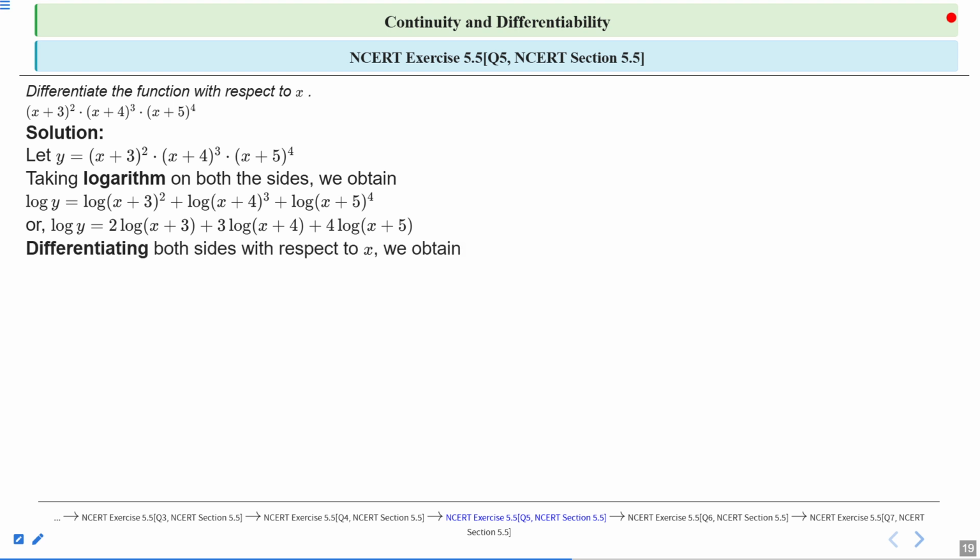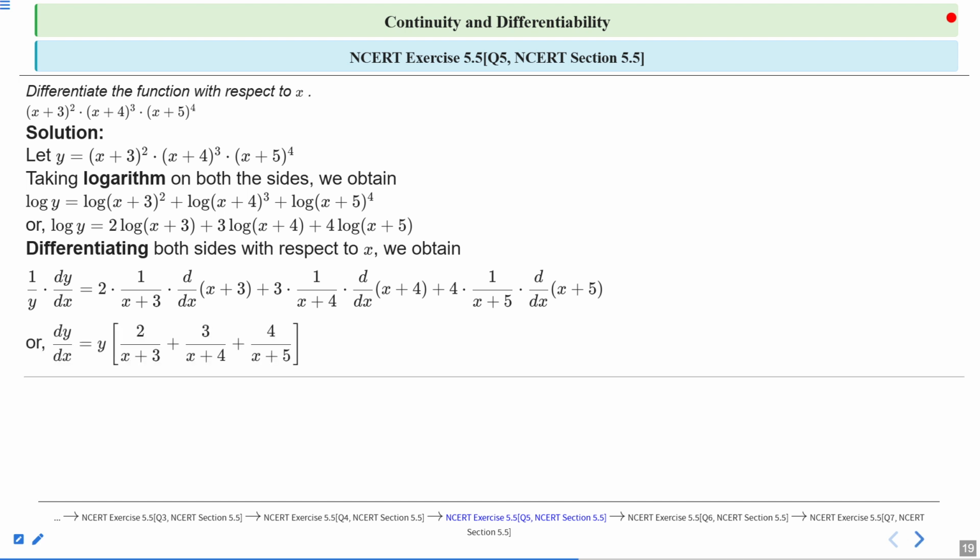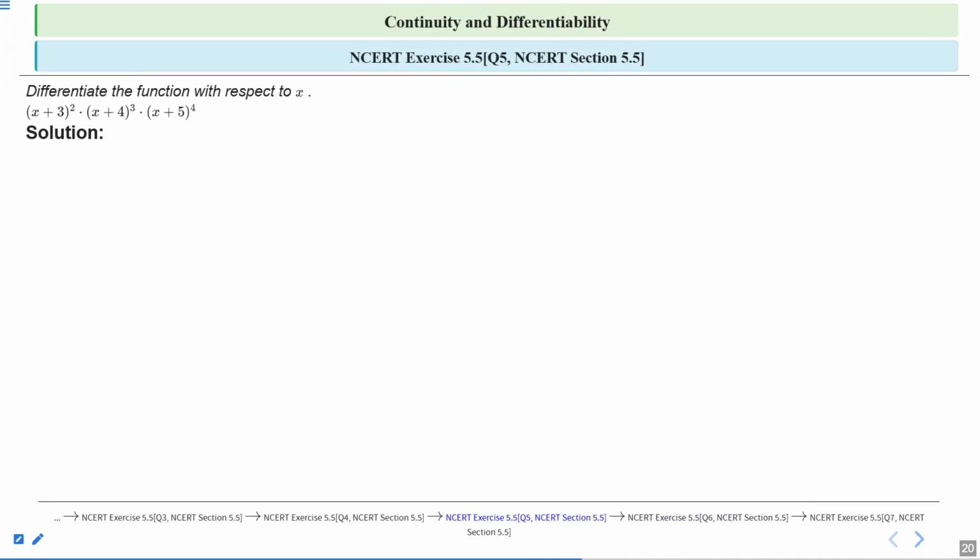Now, differentiating both sides with respect to x, we obtain 1 by y dy by dx will be equal to 2 into 1 by (x plus 3) into d upon dx of (x plus 3) plus 3 into 1 by (x plus 4) into d upon dx of (x plus 4) plus 4 into 1 by (x plus 5) into d upon dx of (x plus 5), right? Or we can write it as dy by dx is equal to y times 2 upon (x plus 3) plus 3 upon (x plus 4) plus 4 upon (x plus 5). Or we can write it as dy by dx is equal to (x plus 3) whole square into (x plus 4) whole cube into (x plus 5) whole to the power 4 into [2 upon (x plus 3) plus 3 upon (x plus 4) plus 4 upon (x plus 5)].